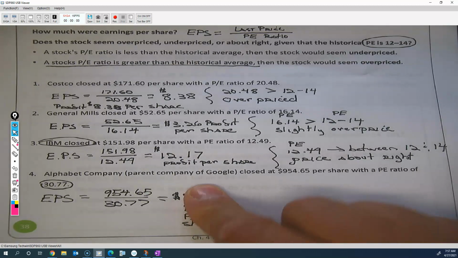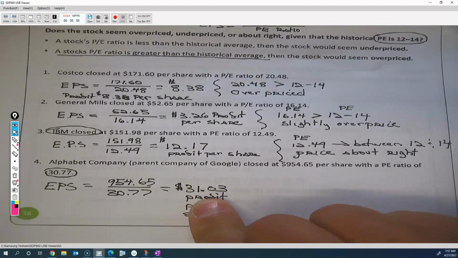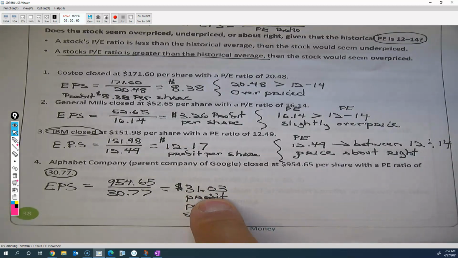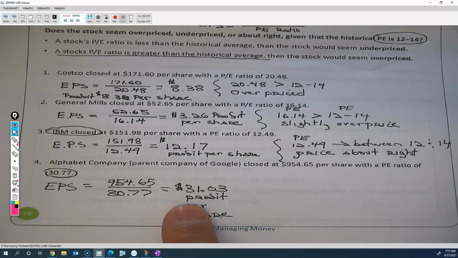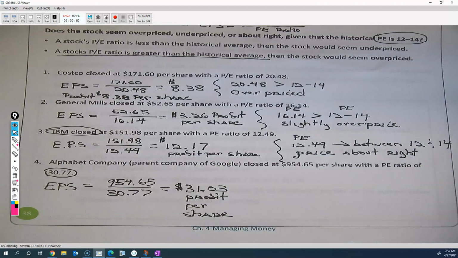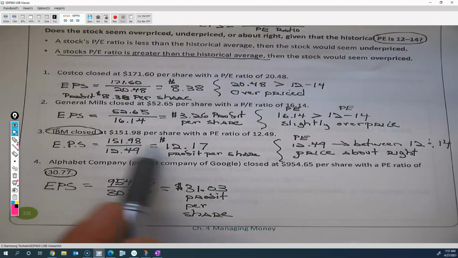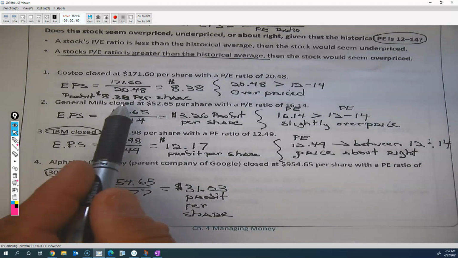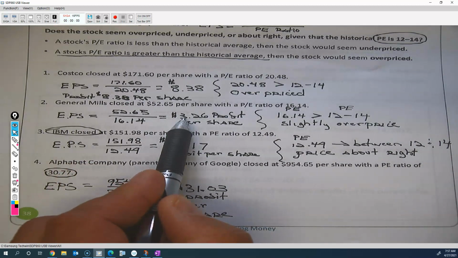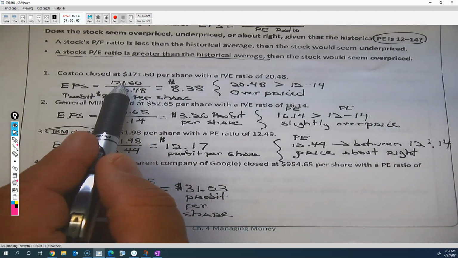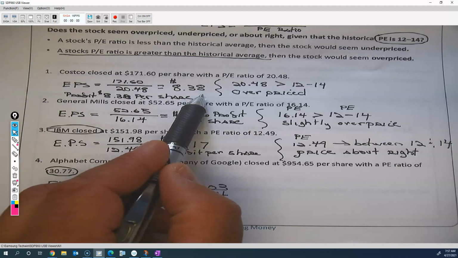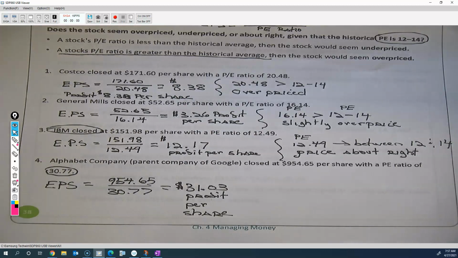Well, you're like, well, Krolak, I'm making more money. Well, you're also paying $900 to get $31 in profit. Here I'm paying $151 to get $12 in profit, $52 to get $3 in profit, and $171 to get $8 in profit.